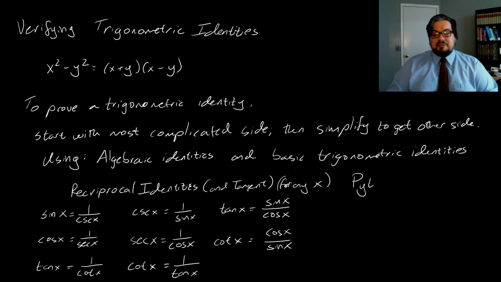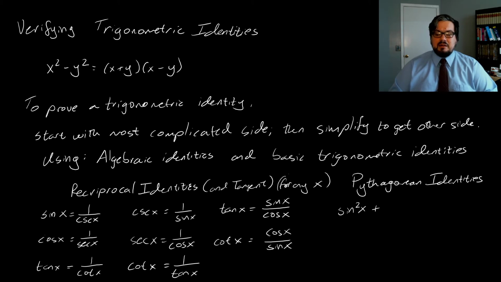We also have the Pythagorean identities. Now these are all based on first the original Pythagorean identity, which says that sine squared x plus cosine squared x equals 1. This we use a lot. We run into lots of situations where we have a sine squared and a cosine squared at the same time, and whenever we get that, we can have them equal 1.